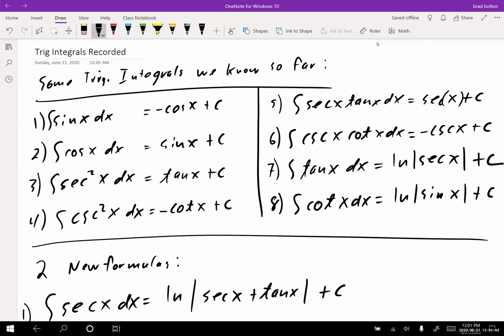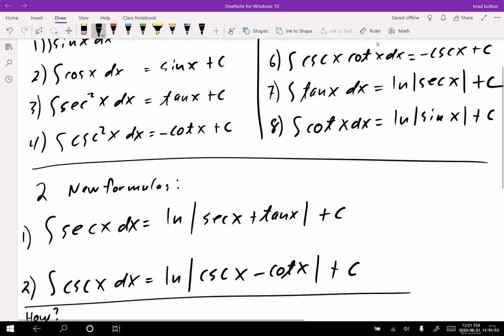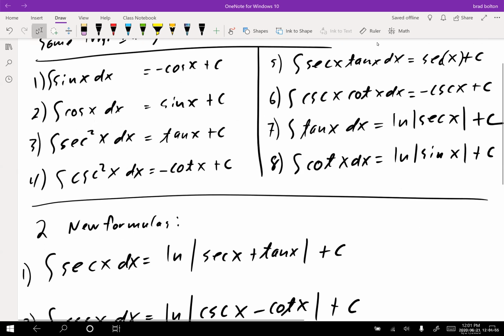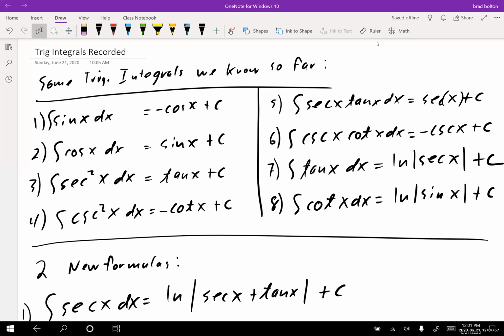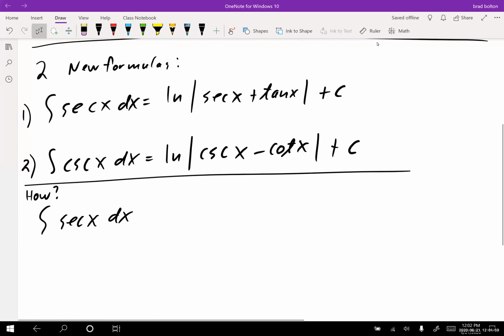It's really important to understand the relationship between the derivative and the antiderivative and how to hop back and forth, okay? But I did want to give you 2 new formulas that you may not have seen. So again, write these down. These should be in your notes. This is something you should know. The 2 new formulas that I'm going to give you are the integral of secant x dx and the integral of cosecant x dx.